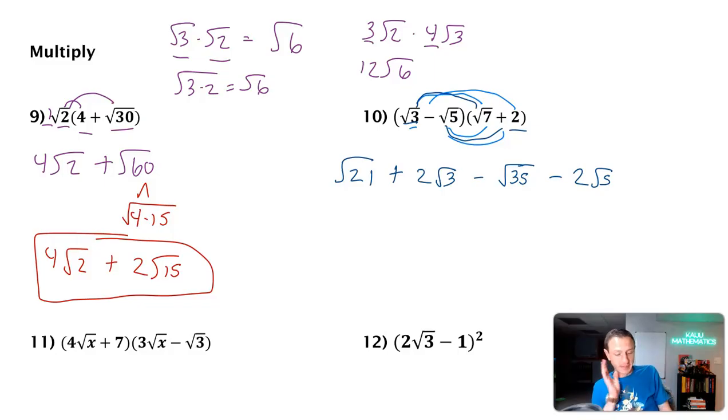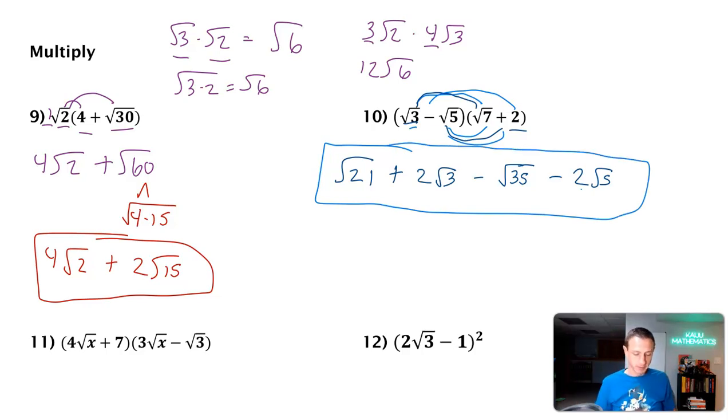Let's see if anything happens. Square root of 21 is 7 times 3. 7 is prime, 3 is prime, can't do anything. 2 root 3, can't do anything. Square root of 35, that's 5 times 7. 5 is prime, 7 is prime, can't do anything. 2 root 5, same thing. We have no like terms anywhere. So I have nothing I could do other than box it up and move on. There is no simplification. There is no combining like terms. There is nothing.